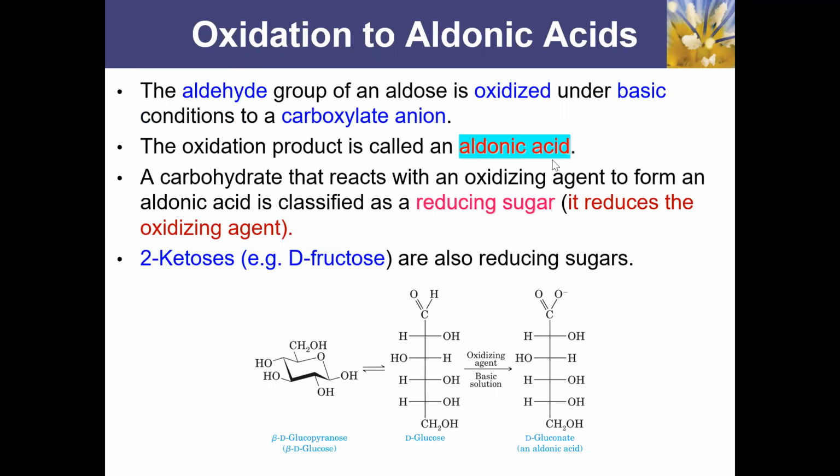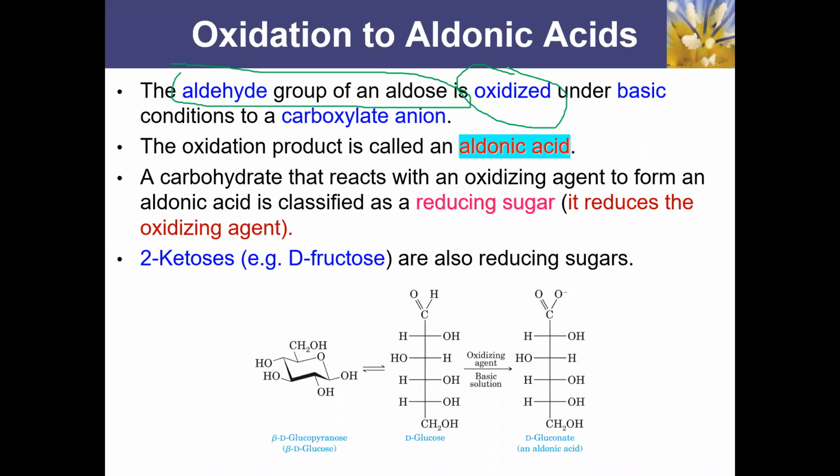Okay, now aldonic acids. One more reaction which the sugar is going to give us is the formation of the aldonic acid, by oxidation. So what happens? The aldehyde group of the aldose is oxidized.